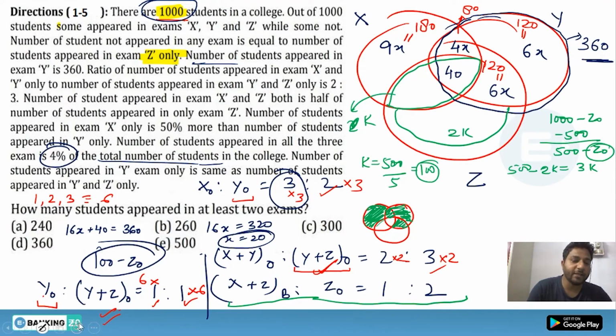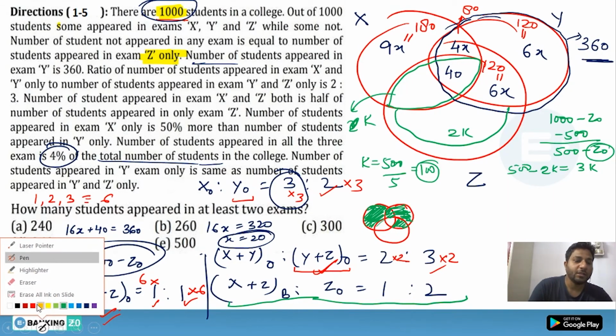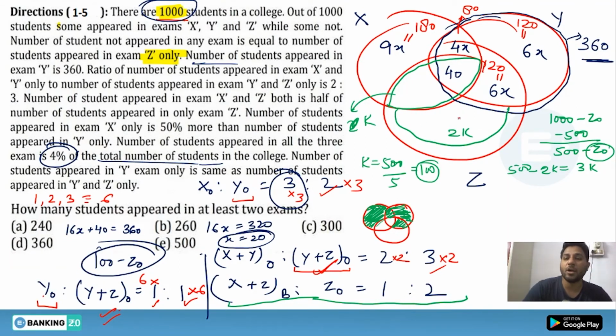If you find the value of k, you will put the value of k in z naught and x naught. So this data is complete, and it will become 100. That means x naught would come as 60, while here it will come as 200. So we have found all the data. I hope you understood this, because we have found all the data.